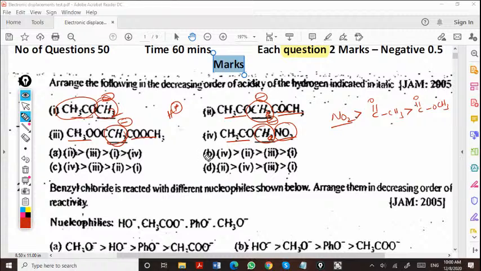So having two withdrawing groups, the most supporting withdrawing group is NO2, so 4 will be the first. Then with two ketones, this will be the second, then this will be the third, and this will be the fourth. So the decreasing order of acidity is 4, then 2, then 3, then 1. So which is the answer? 4, 3, 2, 1. This one. So option B is correct.